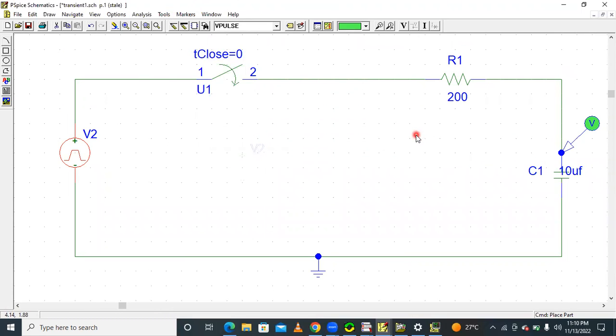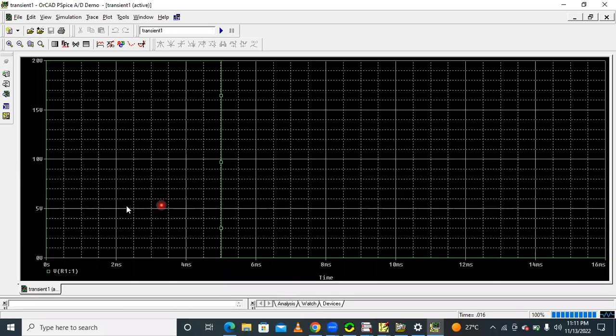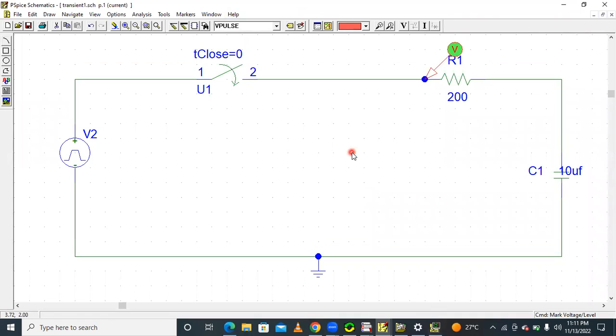And connect a marker across the resistor. First we have to observe the waveform across the resistor. Connect one voltage marker and place it here, and then run. Like this, this is the generator: 0 to 20 volts, and then it decreases like this. In this case, first we have to understand how the voltage across the resistor changes.